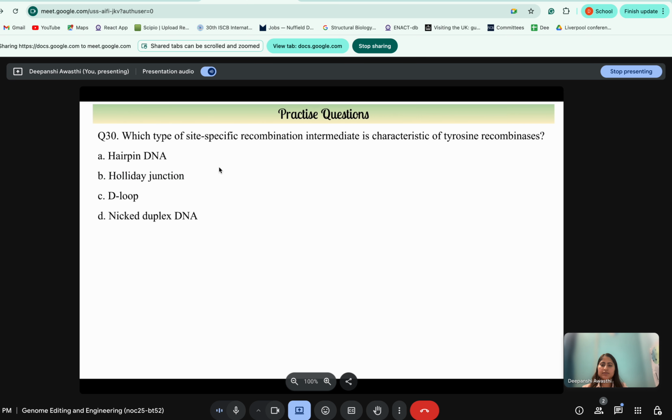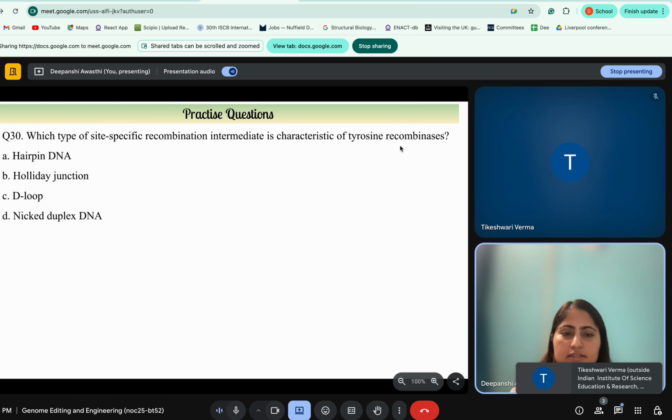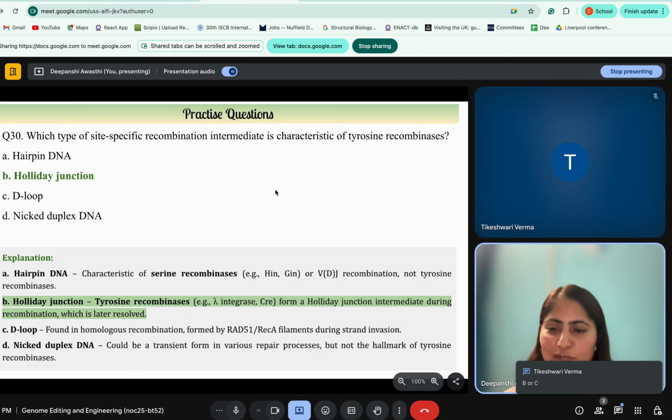Now the last question is, which type of site specific recombination intermediate is the characteristic of tyrosine recombinases? So option A is hairpin DNA, option B is Holliday junction, option C is D loop, and option D is nicked duplex DNA. So in this you have to tell which is the intermediate characteristic of tyrosine recombinases. So this also, when we were talking about the tyrosine versus the serine recombinases, we discussed. Yeah, so this is right, Holliday junction.